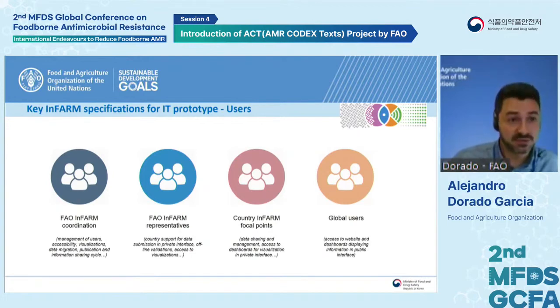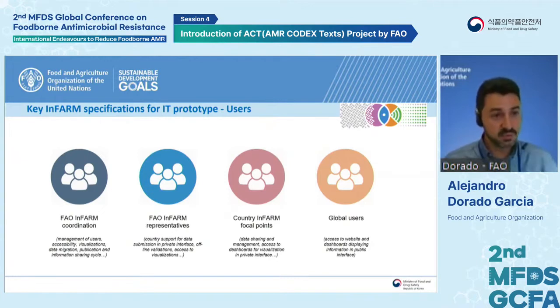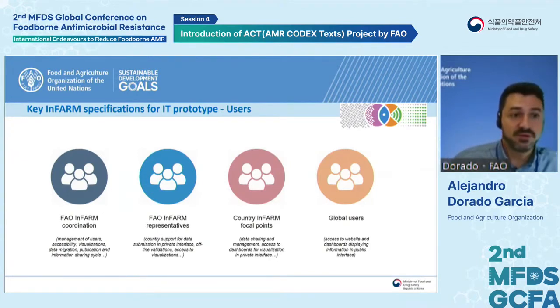Then we have the main actors of this movie. The main actors are the country InFARM focal points. So the country InFARM focal points are the nominated persons in the country to be sharing the data, to be collecting the data at the national level on an annual basis, and to be sharing the information with the InFARM platform. And then, of course, we will have the global users. The global users are any user on the internet that can access the application to see the visualizations that we are going to be producing through dashboards.